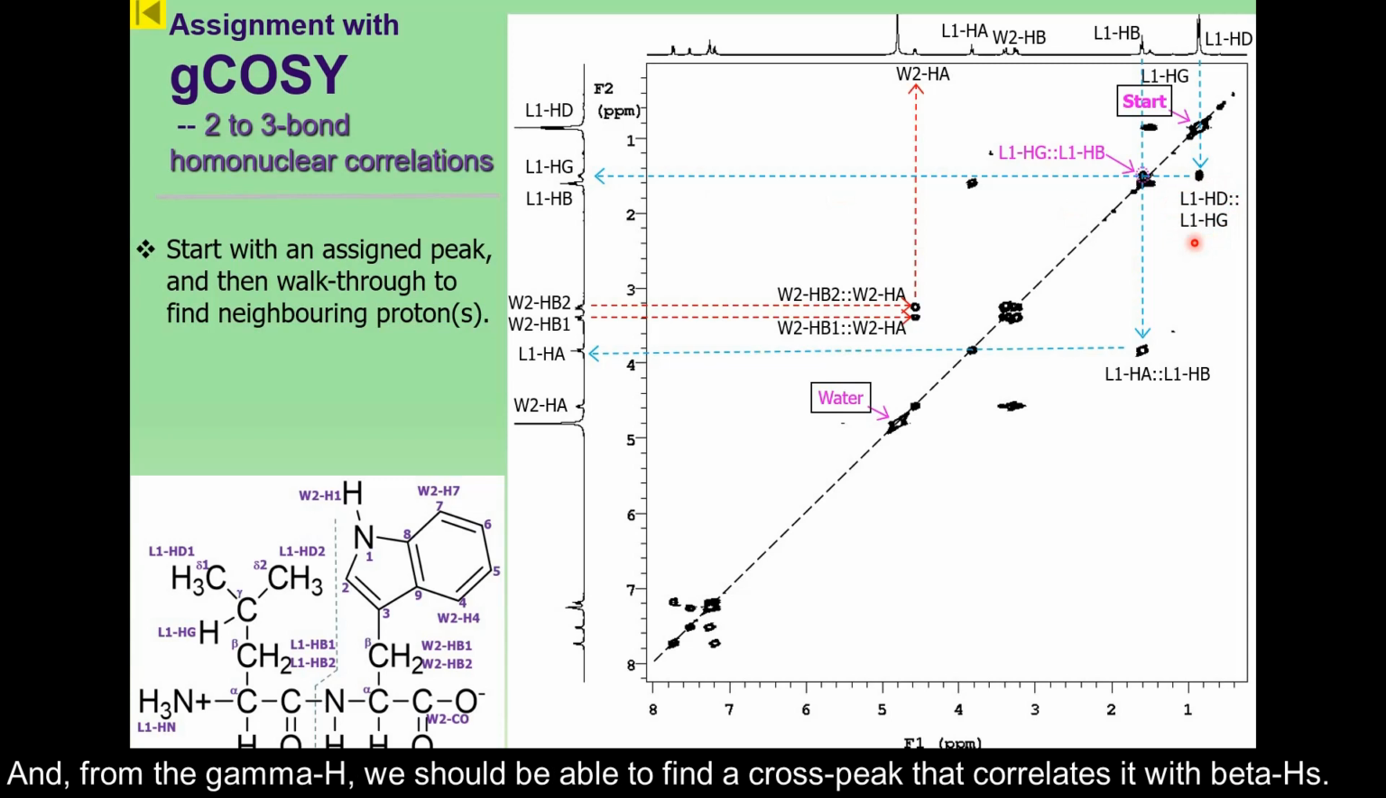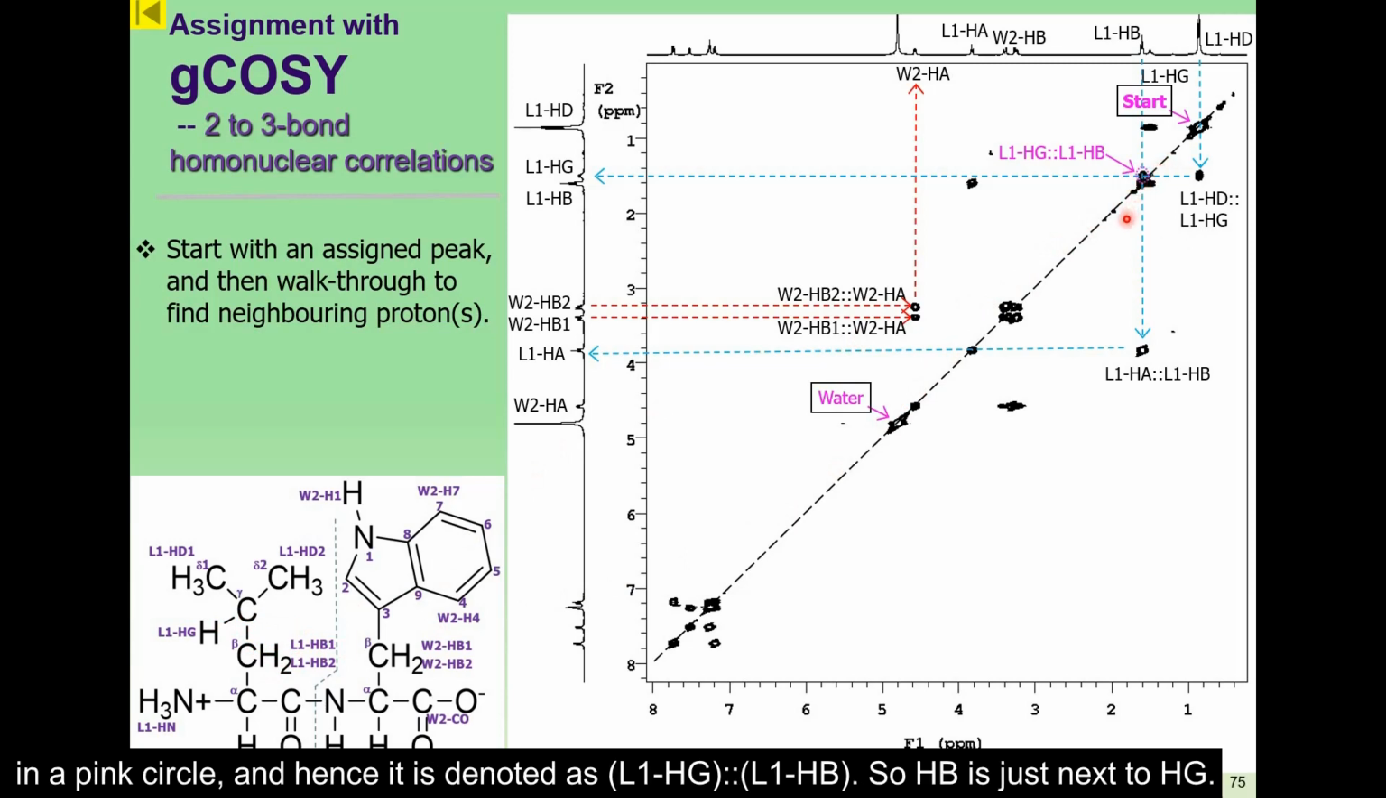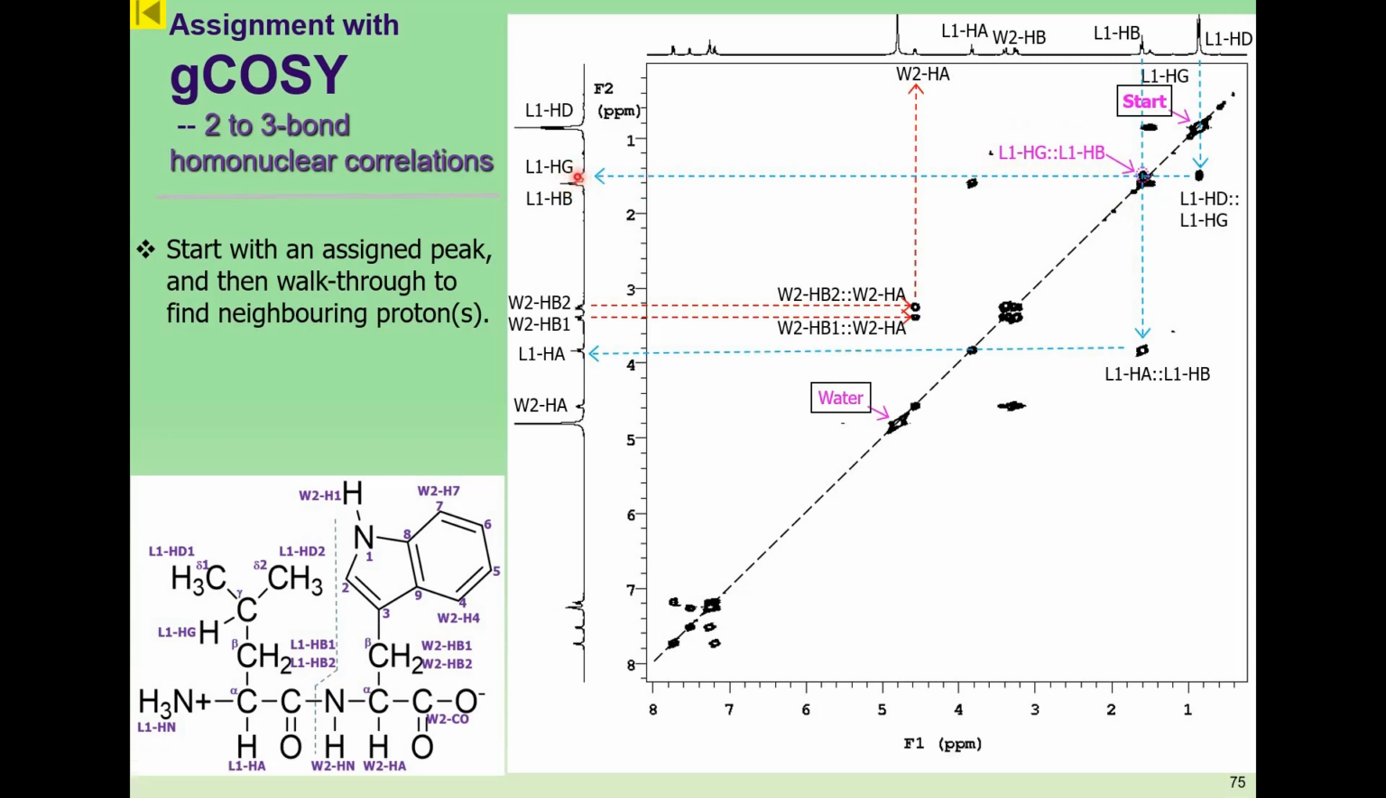And, from the gamma H, we should be able to find a cross peak that correlates it with beta H's. Let's try to find it. Indeed, there is a cross peak that adheres closely to the diagonal line here in a pink circle, and hence it is denoted as L1HG::L1HB. So HB is just next to HG.